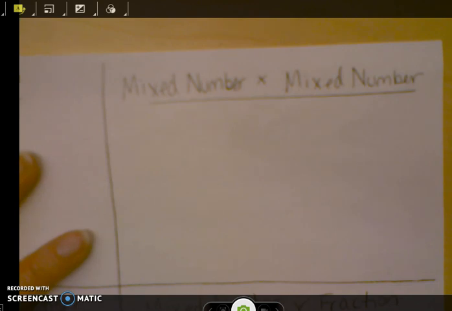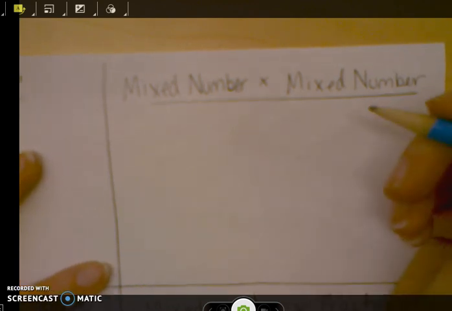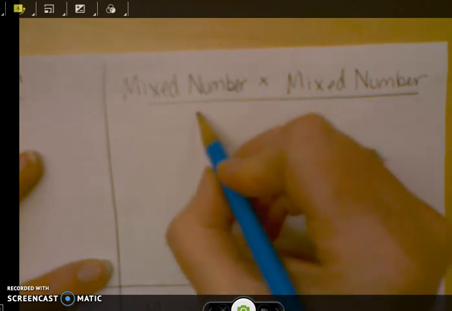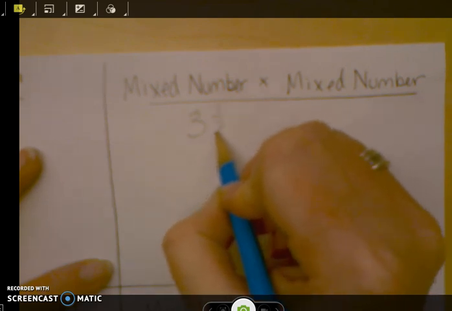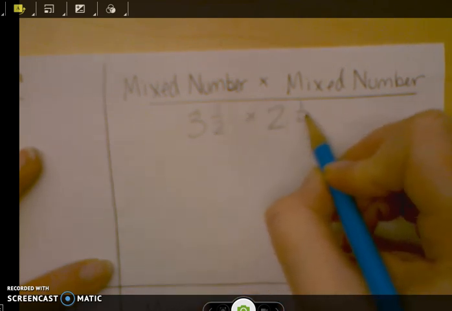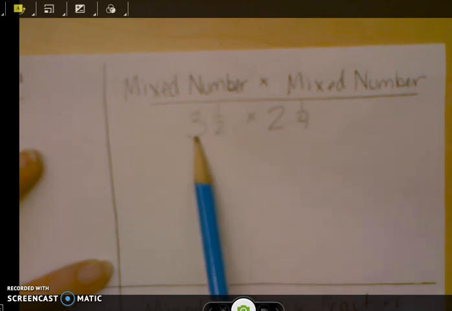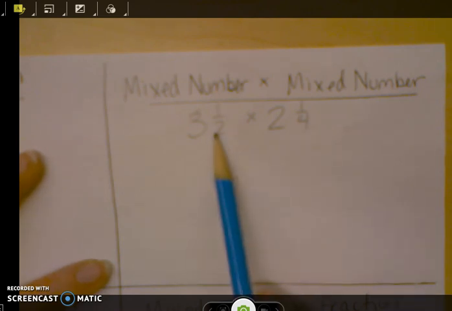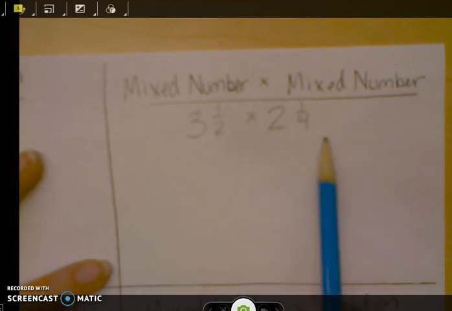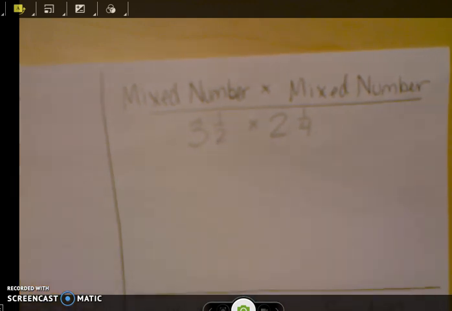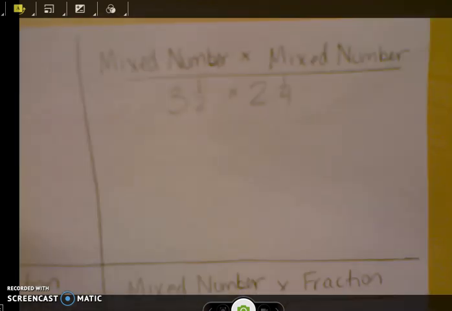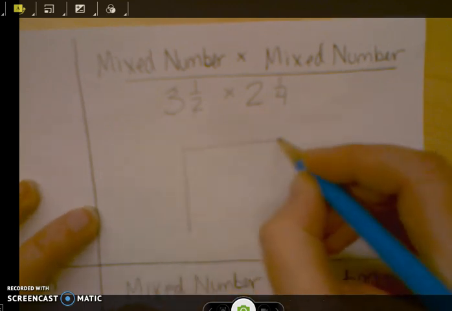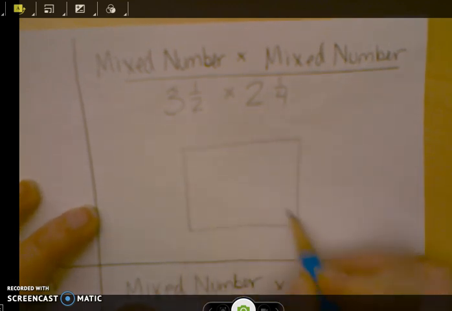Up here we're going to do a mixed number times a mixed number. So let's say we have 3 1/2 times 2 1/4. In this case, you have to multiply the 3 times 2 and the 3 times 1/4, as well as the half times 2 and the half times 1/4. So there's a lot of steps in this problem. In order to keep track of all of our steps, I chose to do that in a box model, just like we would if we were multiplying 2-digit whole numbers.